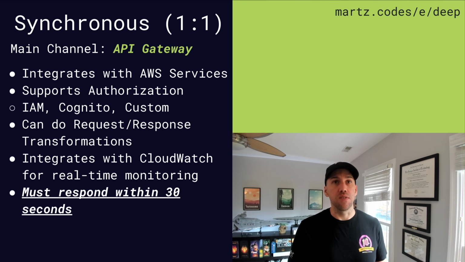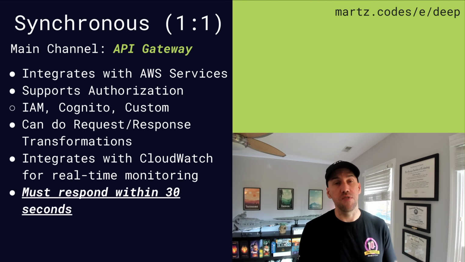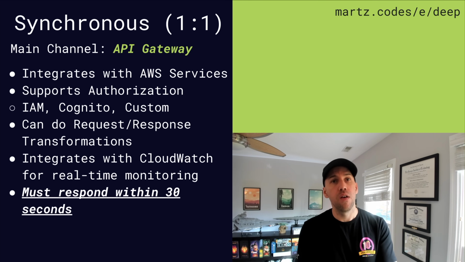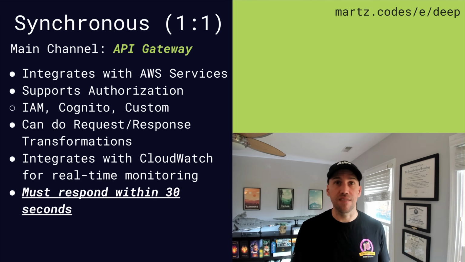For synchronous responses, the channel also allows for request and response transformations. This feature is crucial for adapting and formatting the data as needed. Integration with CloudWatch also enables real-time monitoring. A critical aspect to note is that the channel requires responses within 30 seconds. This constraint is essential for maintaining system efficiency and reliability. While the synchronous model offers familiarity and immediate feedback, its limitations in scalability and flexibility and complexity are important considerations in your system design.